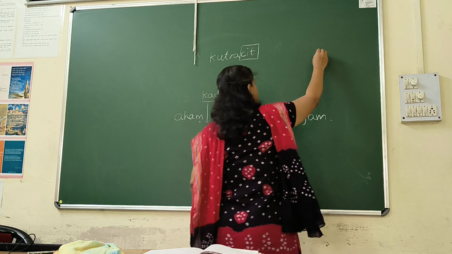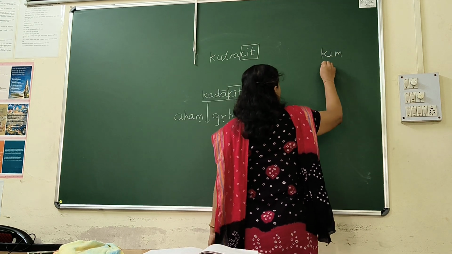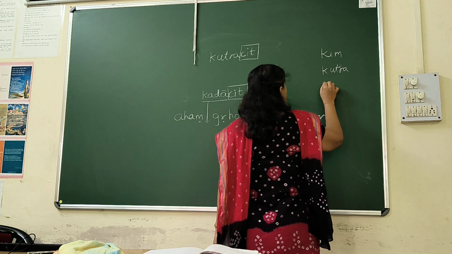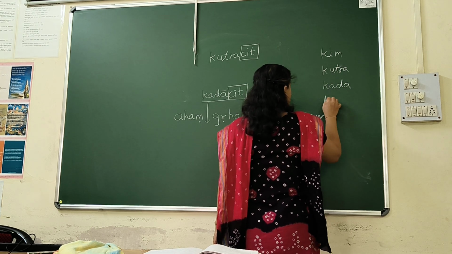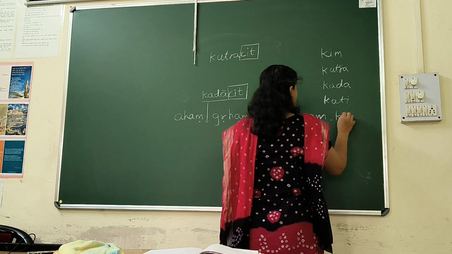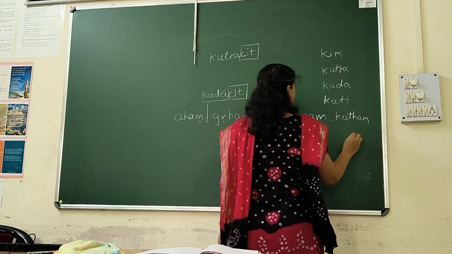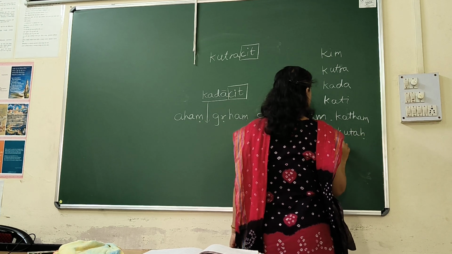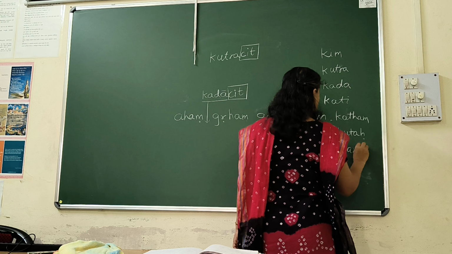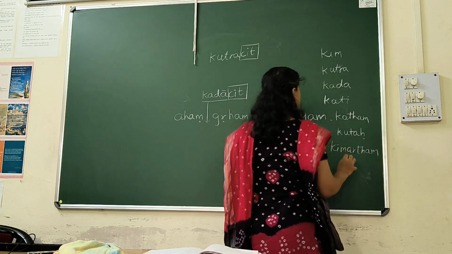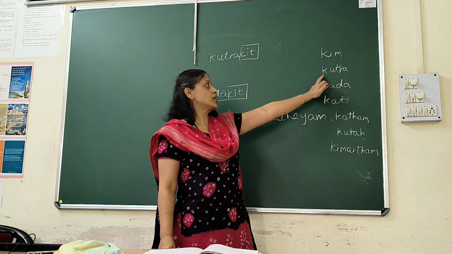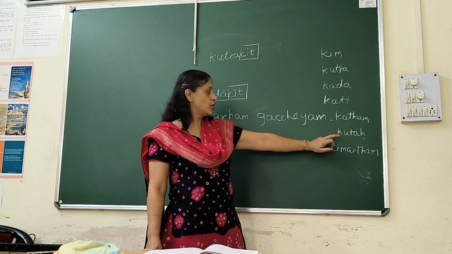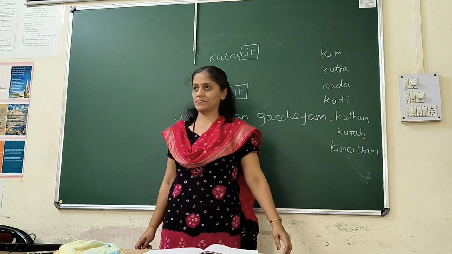We have learned, if you remember, I taught you 7 words which start with K: kim, putra, kada, kati, katham, kutaha. Do you remember these words? Yes, we have learned them. These are question-making words, having different meanings. Kim is who or what, putra is where, kada is when, kati is how many, katham is how, kutaha is from where, and kimartham is why.